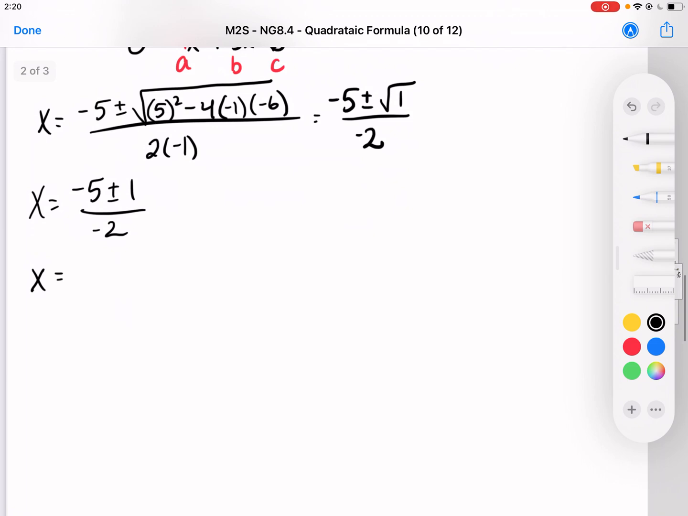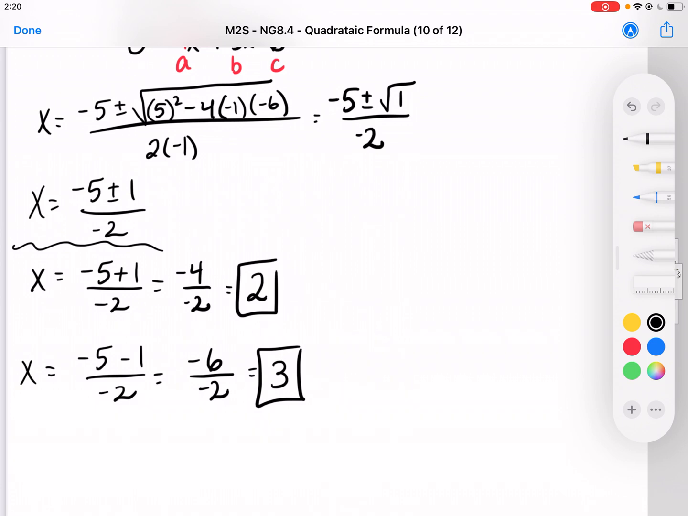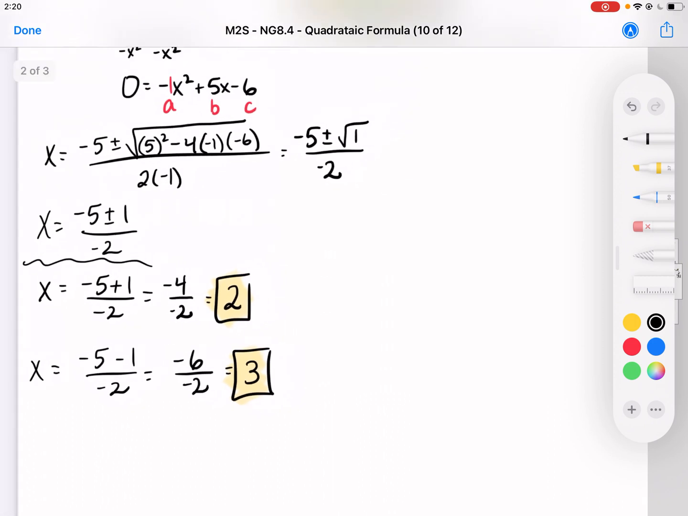So let's go ahead and write our 2 answers. So -5 plus 1 over -2. You've got -5 minus 1 over -2, and we're going to go ahead and figure out both of those. -5 plus 1 is -4. -4 divided by -2 is a +2. -5 minus 1 is -6. And then -6 divided by -2 is a +3. So those would be your 2 answers.